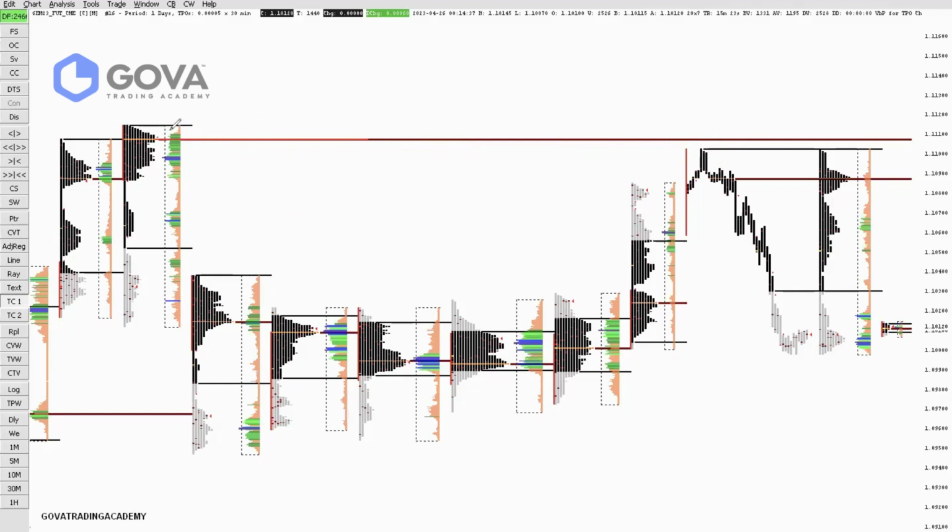Also, the previous profile naked point of control is having a lot of volume. And you can see the high volume node that we are having in this area. High volume node. Can you see the high volume node that we are having in the area, which is this red area I'm trying to highlight here? Can you see that?